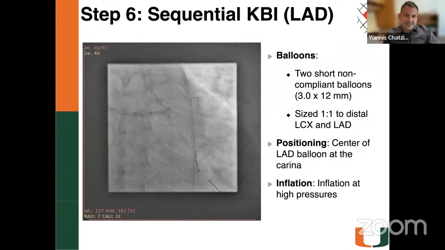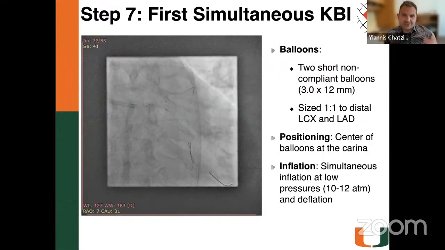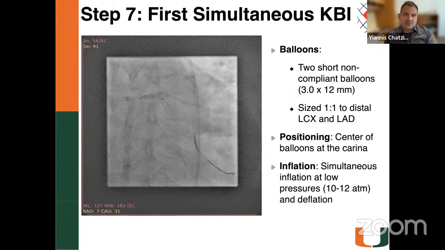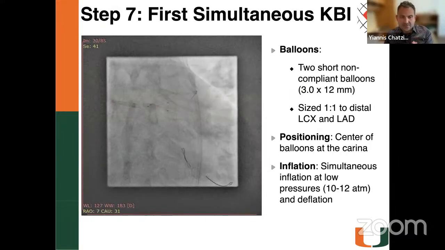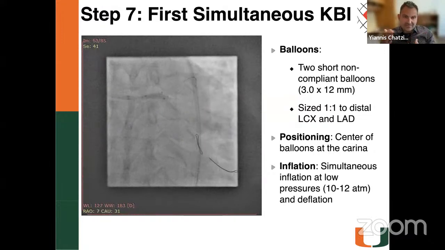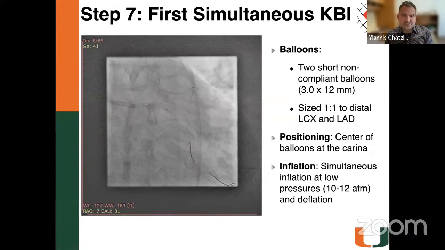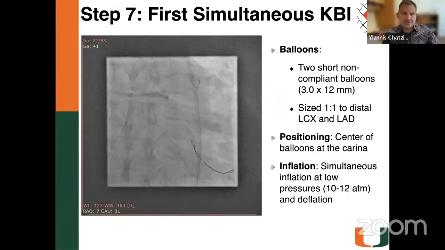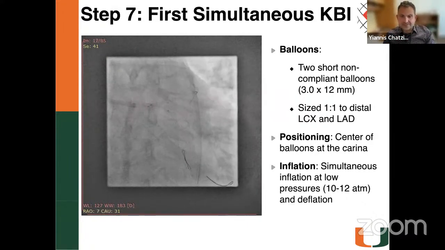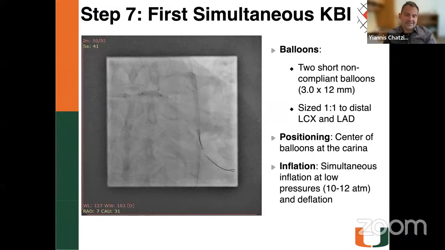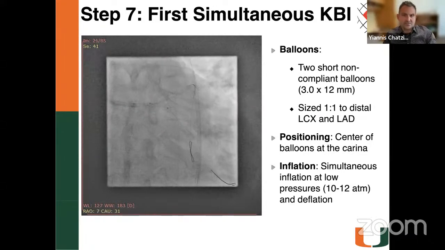And then finally, we do the simultaneous kissing balloon, in which case we use exactly the same balloons, but now we inflate them both simultaneously at low pressures. In the sequential, we do high pressure inflations. In the simultaneous, we do low pressure just to restore the carina in the middle. So both inflate at 10 atmospheres and then deflate simultaneously. This is essentially the technique, the tips and tricks of a nice kissing balloon inflation, sequential and simultaneous.